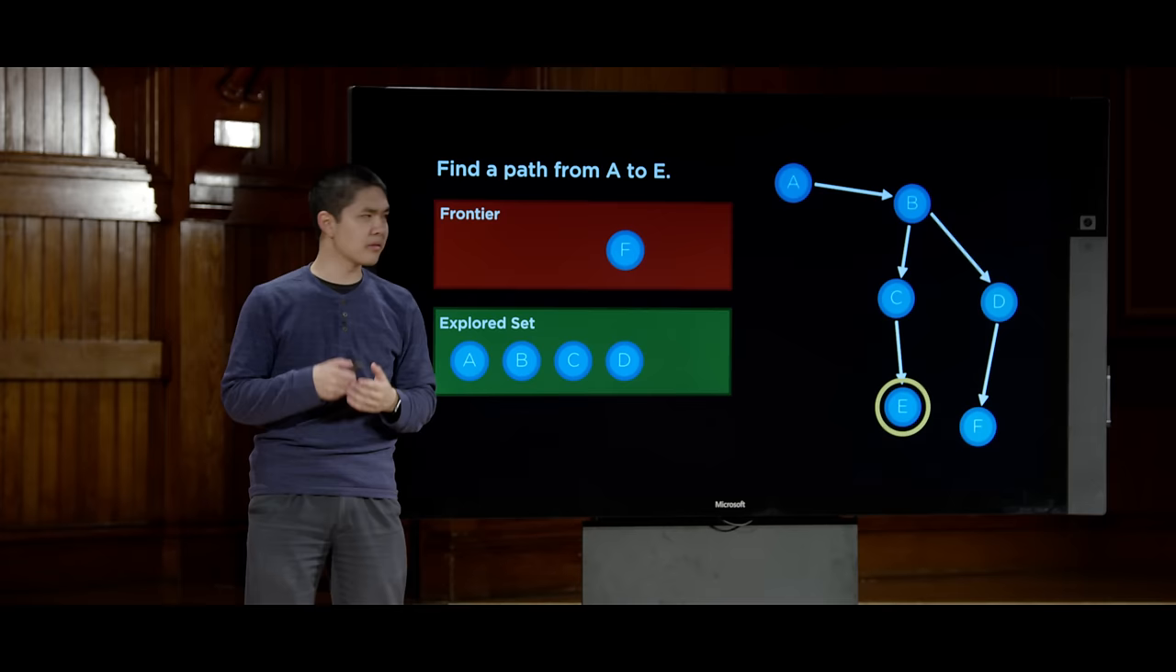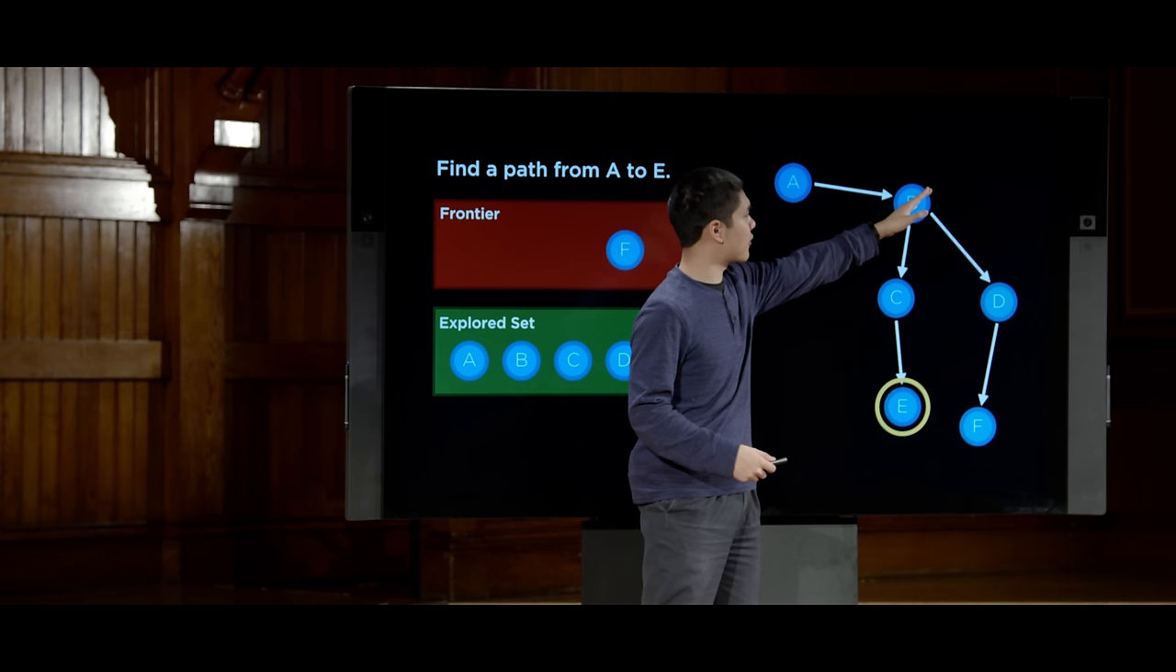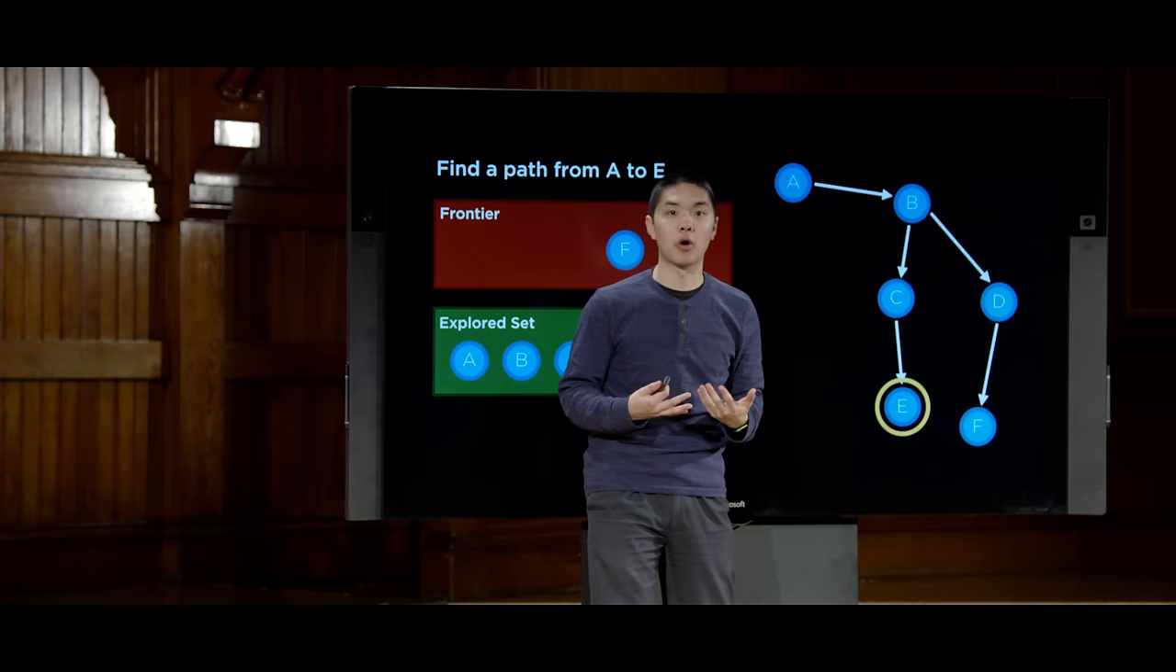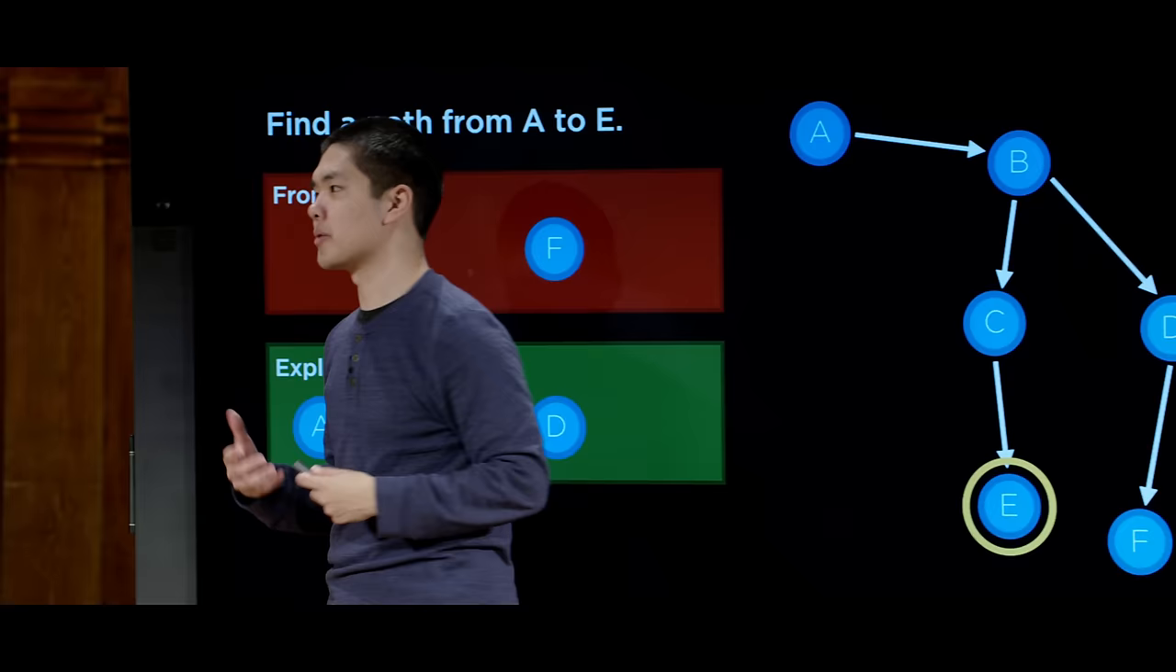We looked at both C and D, and then we looked at E. Effectively, we're looking at things one away from the initial state, then two away from the initial state, and only then things that are three away from the initial state, unlike depth first search, which just went as deep as possible into the search tree until it hit a dead end and then ultimately had to back up. So these now are two different search algorithms that we could apply in order to try and solve a problem.